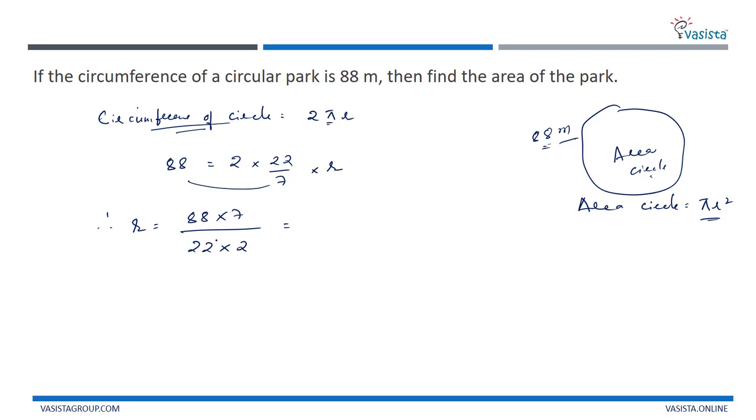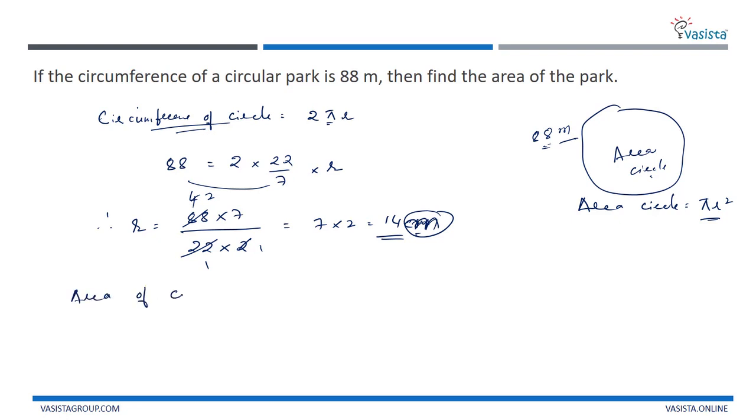So this will become 22 ones are 22, fours are 88. So 2 ones are 2, twos are 4. So r is equal to 7 into 2, which is nothing but 14. We got the radius of the circle is 14 meter. Right, now we know the area of a circle, which is what we are supposed to find out.